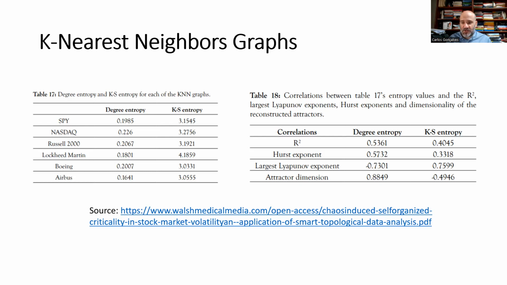The degree entropy is also strongly correlated with the attractor dimension, with a correlation of 0.8849, which is a very strong correlation. So there is a strong correlation here with the graph degree entropy. The greater the graph degree entropy, the greater tends to be these attractors' dimension.